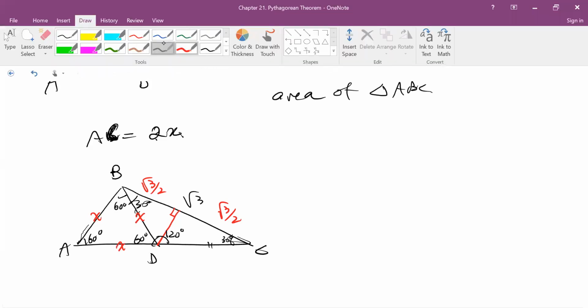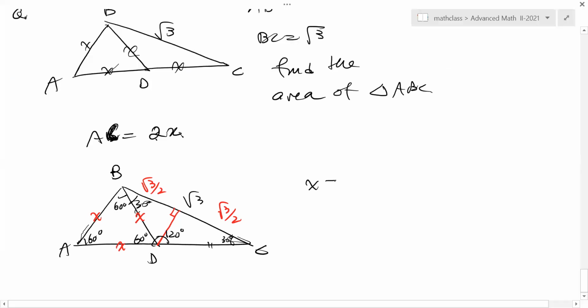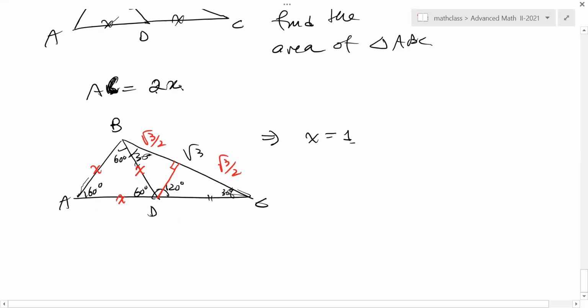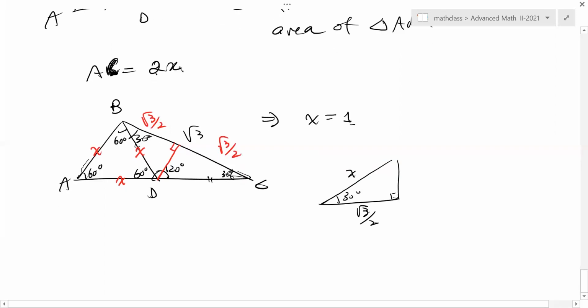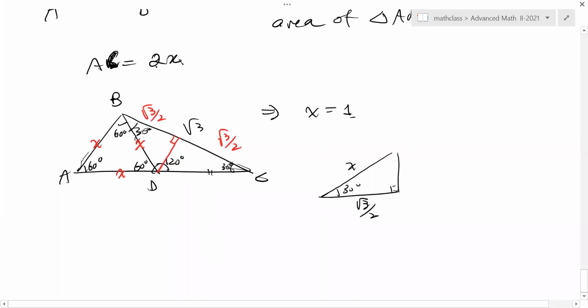so x is going to be what? x is going to be 1. Okay, x is going to be 1. Why? Because for the special triangle, if this side is x, this side is square root of 3 over 2, then that's a 30 degree, then x must be 1. Okay, so if x equals 1, then you can get the height h.